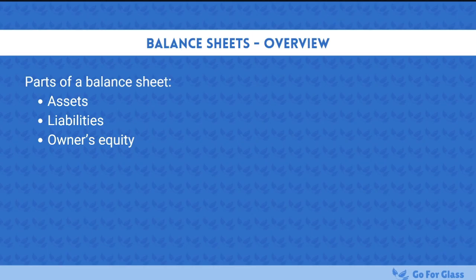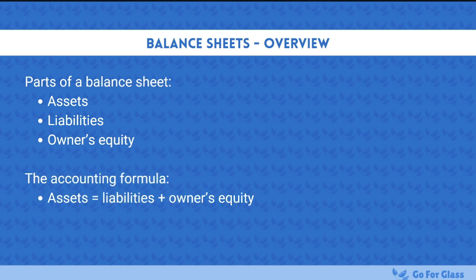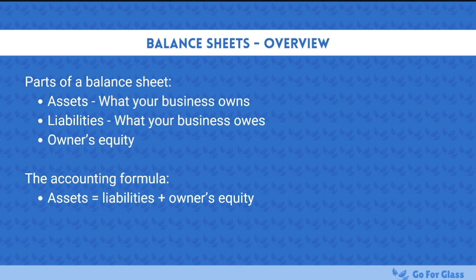It's organized into 3 key sections: assets, liabilities, and owner's equity. These all work together to create what is colloquially known as the accounting formula. Assets equals liabilities plus owner's equity. Assets are what your business owns, and liabilities are what your business owes. And owner's equity shows everything that's left over. This is what belongs to the owner or shareholders if the business is large enough.